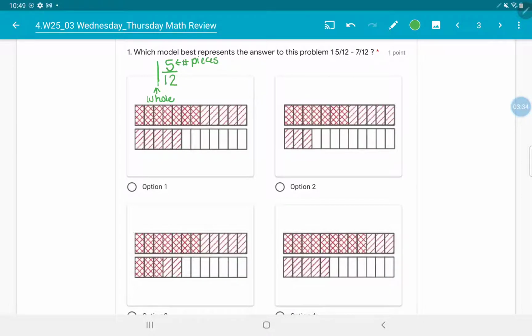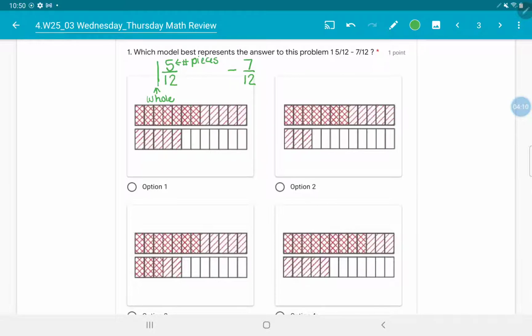I'm taking away 7/12. If I take 7 pieces, Jacob, will I be able to only use my pieces, or am I going to have to get into the whole that I have? You're going to have to get into the whole because 7's more than 5. Exactly. So I know I'm going to have to use some of that whole if I take away 7/12 from 1 5/12. All right. So let's look at our models first.